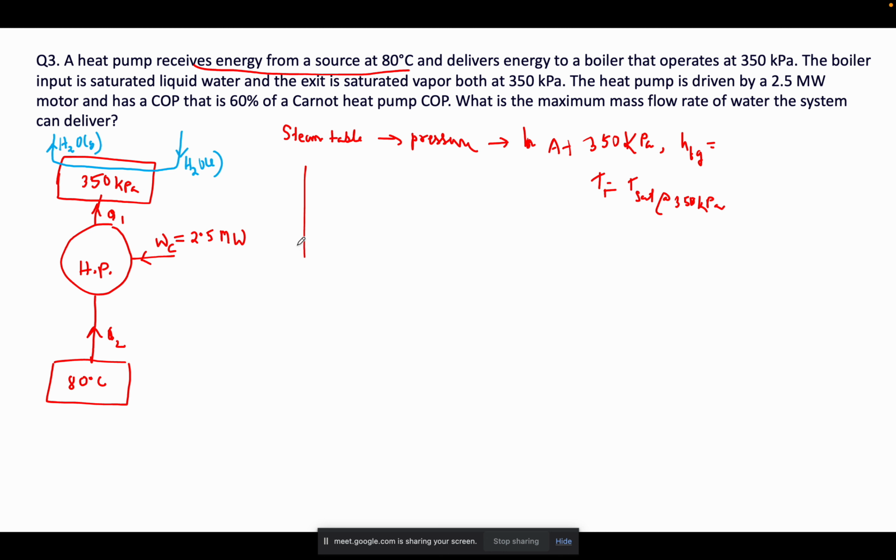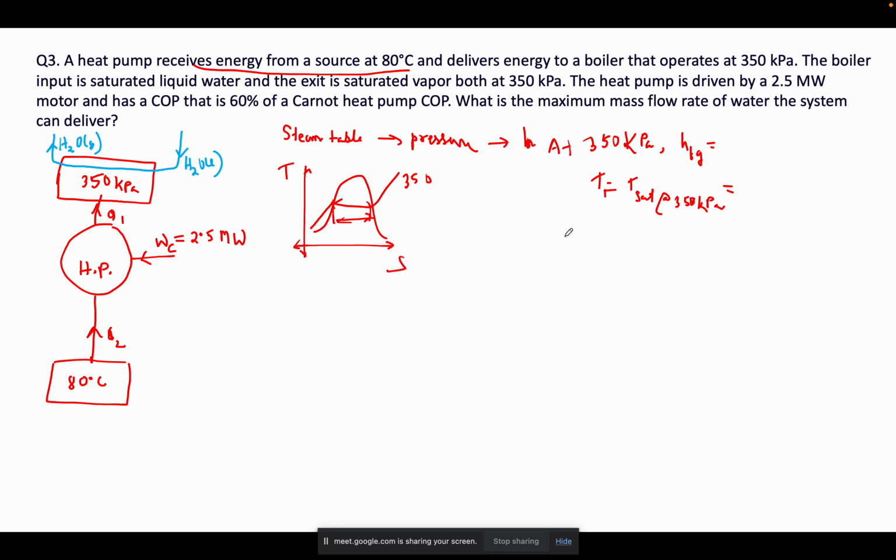Let me draw the T-S diagram if you forgot in the last class. Suppose this is my 350 kilopascal line. We need this saturation temperature, because it goes from this state to this state, and we basically require this amount of energy. That's why we are calculating the saturation temperature.